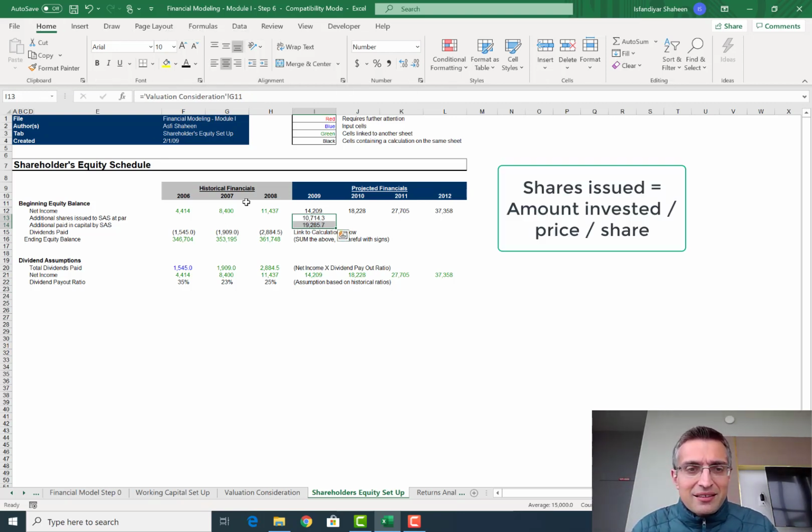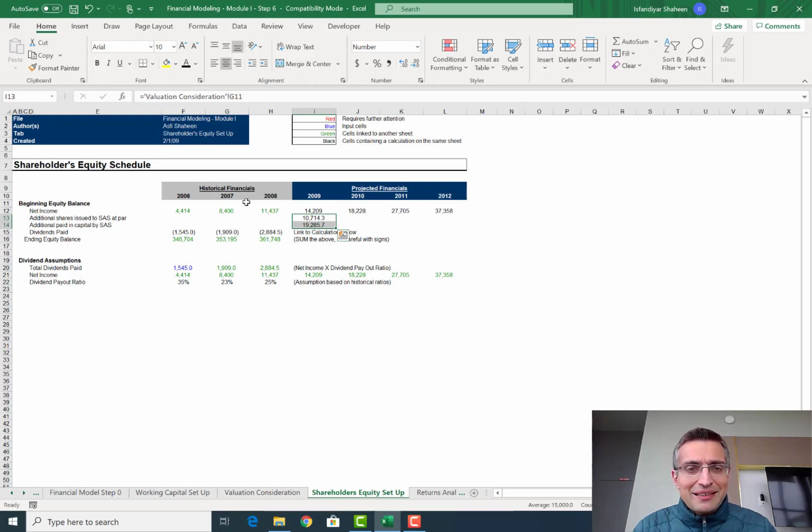If you're getting lost with this term additional paid-in capital, you can just completely not be bothered by this split between shares issued and additional paid-in capital. You can just keep it as one line item, have it as investment from SAS, and call that 30 million.